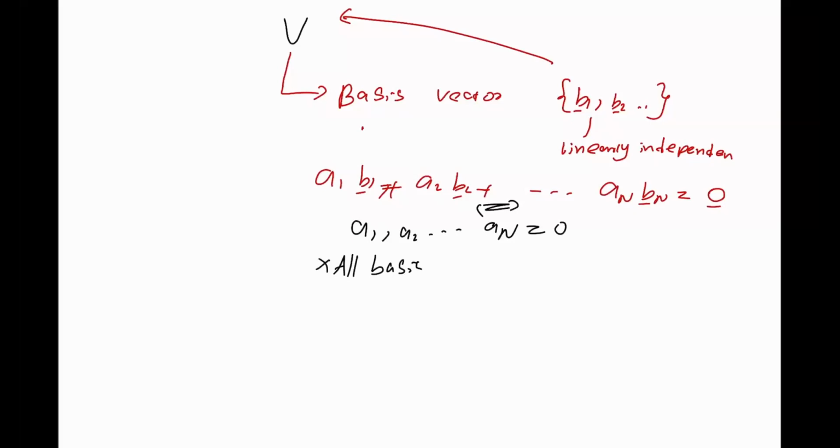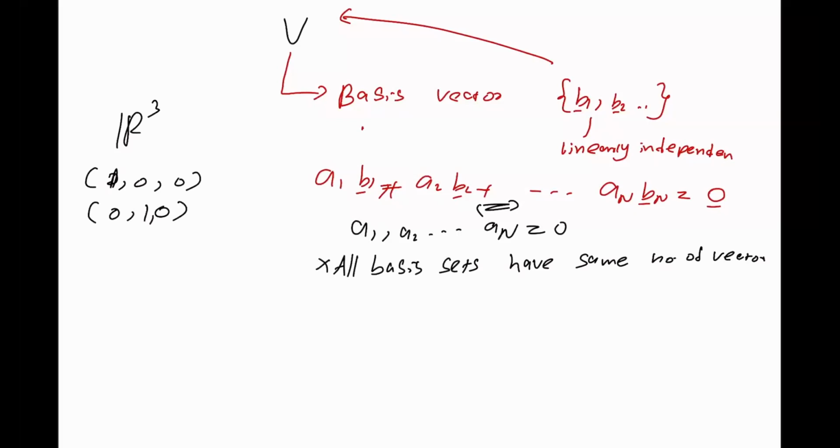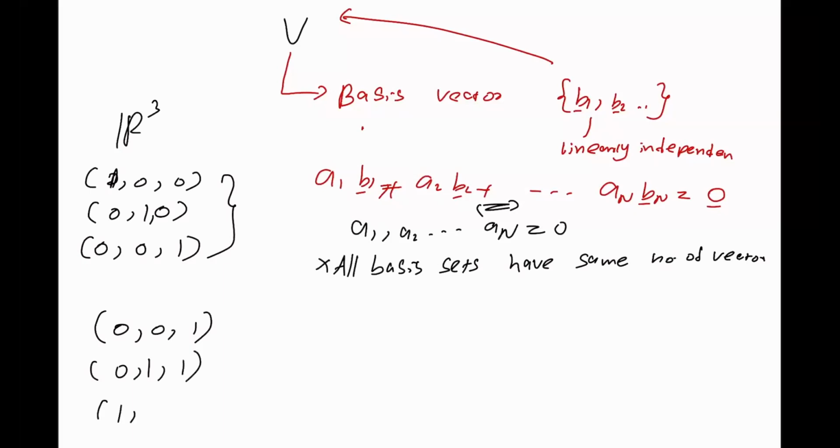Also, there's one thing to memorize. All basis sets have the same number of vectors. Let's say I write some simple example. Let's say I take R3. I can easily have 1, 0, 0, my standard basis, and also 0, 1, 0, and 0, 0, 1. I can have these vectors as a basis.